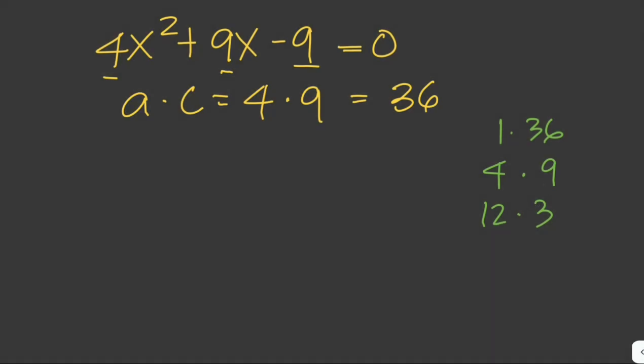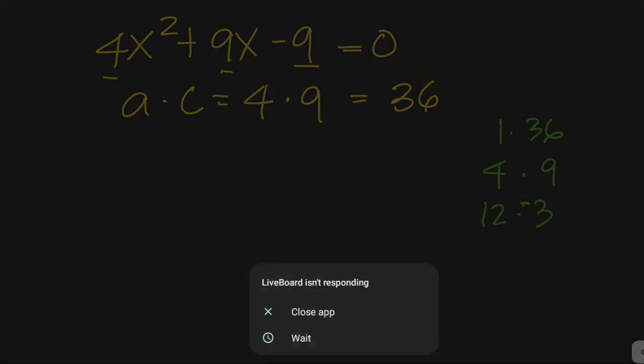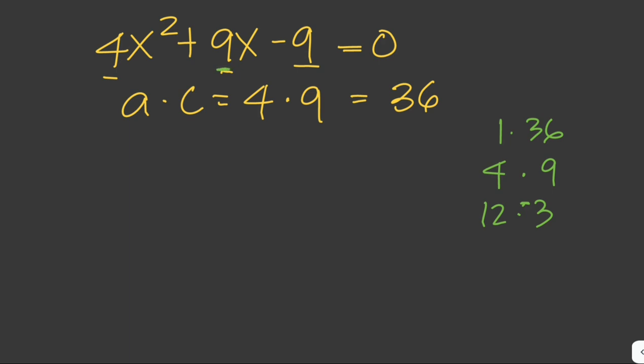So one should be negative. Let's just choose 12 and 3. And 3 should be negative because the coefficient of the middle term is positive. So when we add 12 and negative 3, this would give us an answer that is equivalent to positive 9. So therefore, we can use 12 and negative 3.